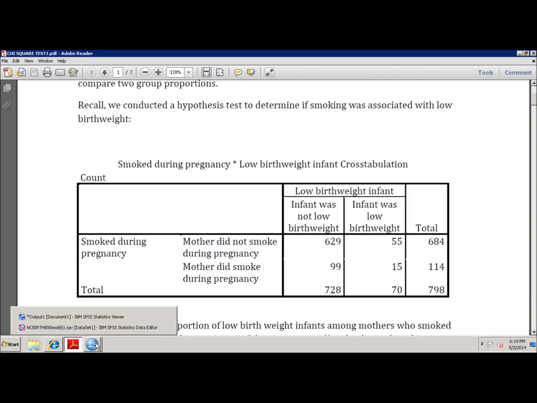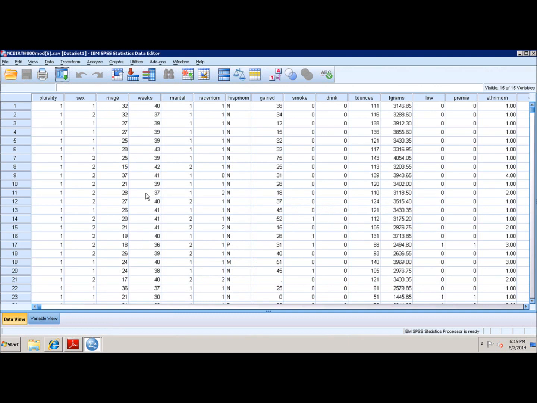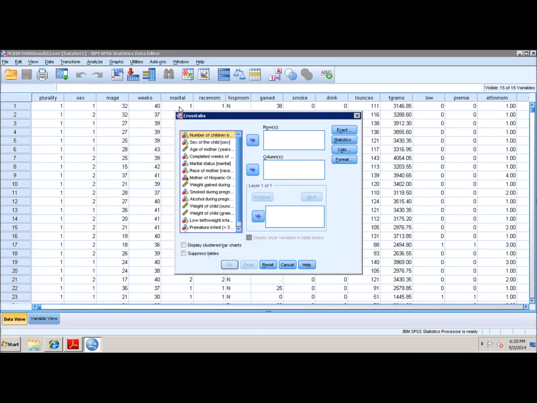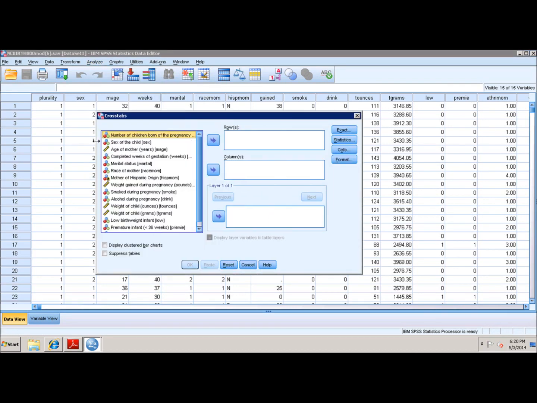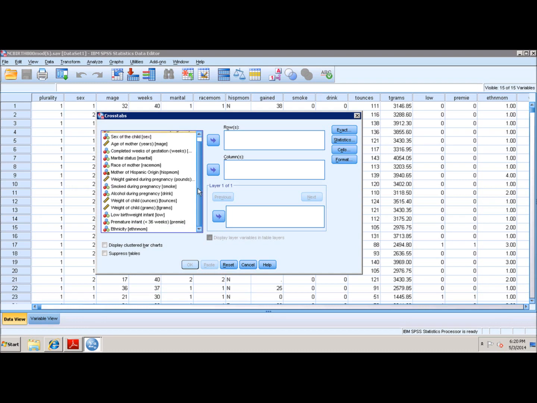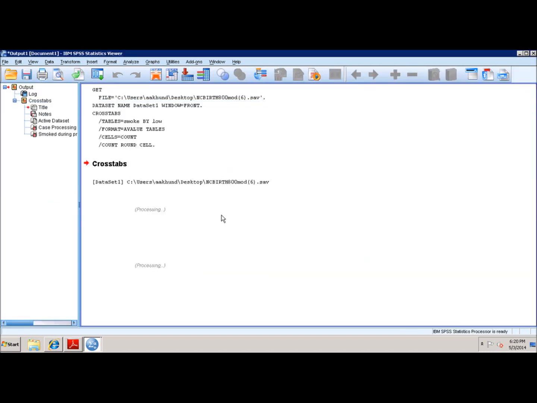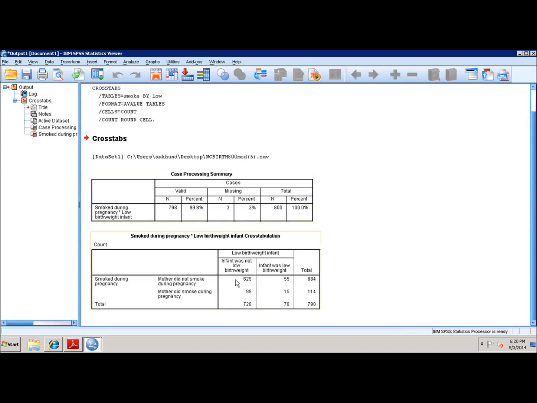So let's go to SPSS and go to our Analyze menu, Descriptive Statistics, Crosstabs. We see the list of the variables on the left hand side, and let's put low birth weight in our columns, and let's put smoke during pregnancy in our rows. And we can click OK, and take a look at the counts within the contingency table.